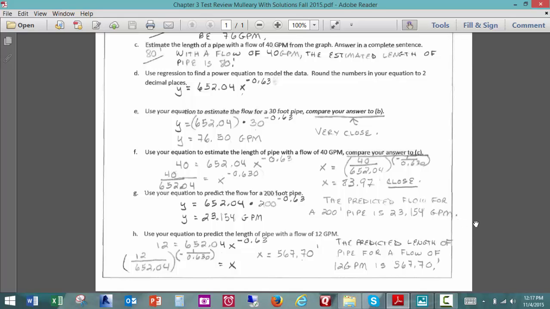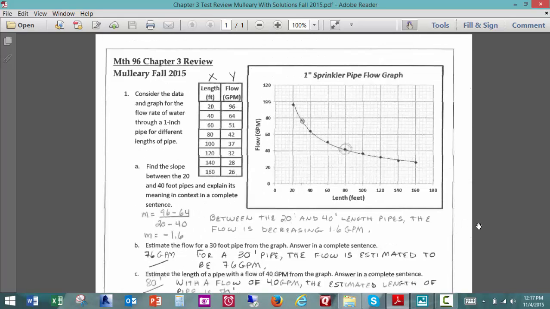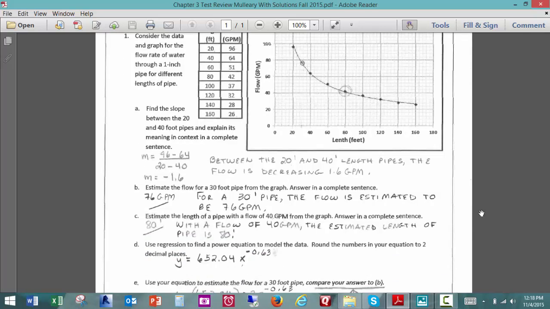567.70 feet. And that's the end of this test review, although I will mention to you that the test on Chapter 3 will also be including the use of a quadratic equation.